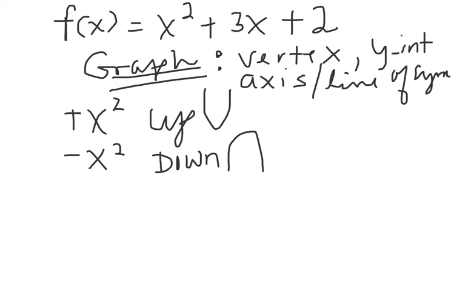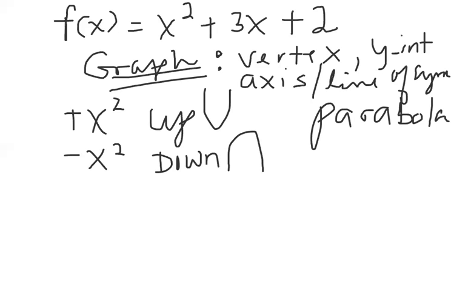All right, so listen, guys. The graph of a quadratic is called a parabola. It's a parabola, guys. It looks like a letter U when it's opening up. When it's opening down, it looks like a letter N. Okay, it's a parabola.